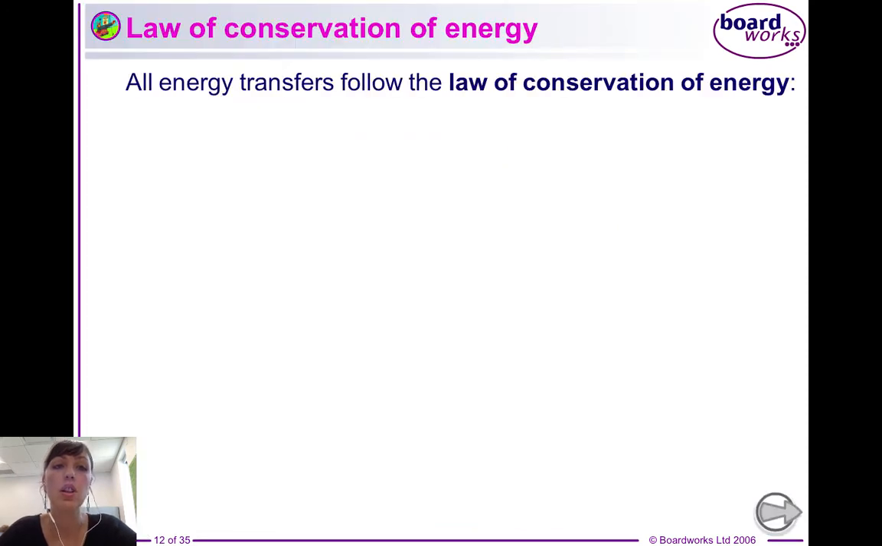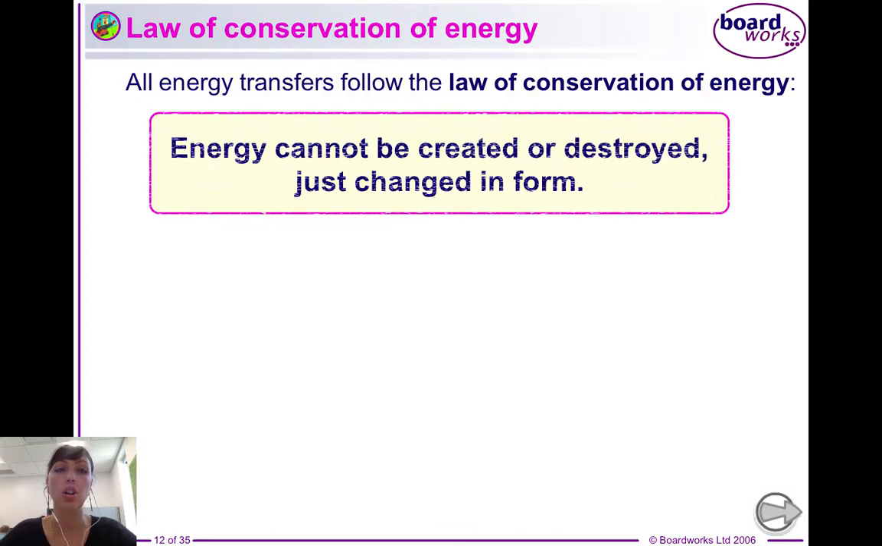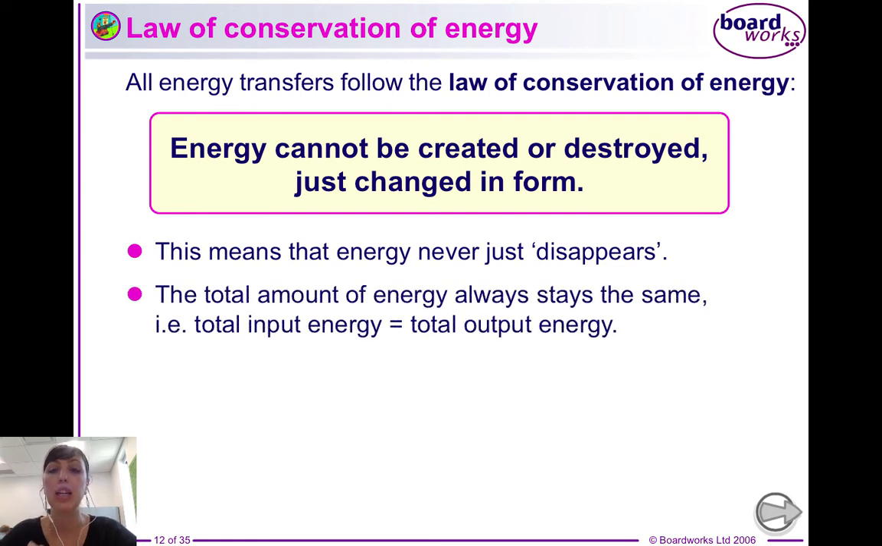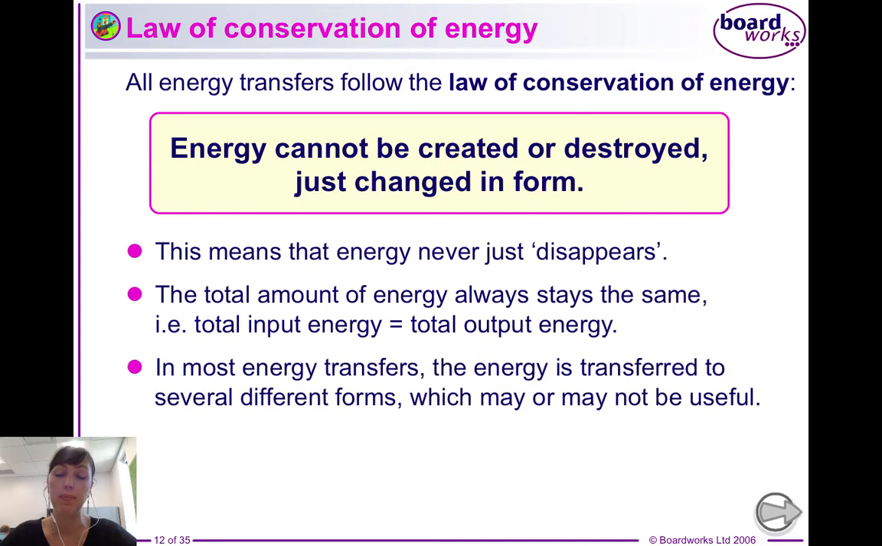Okay, so we talked about this in the last lecture, the law of conservation of energy. This states that energy cannot be created or destroyed, just changed in form. So we know that energy just doesn't disappear. Okay, the total amount of energy always stays the same. It's the same as in a chemical reaction. The total input of energy equals the total output of energy. Except for in a chemical reaction, it's the amount of mass that goes into a chemical reaction is the same as the mass at the end.